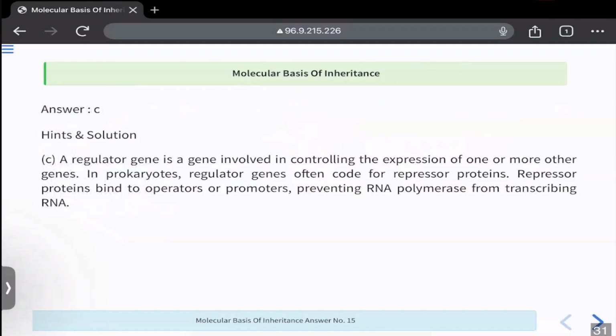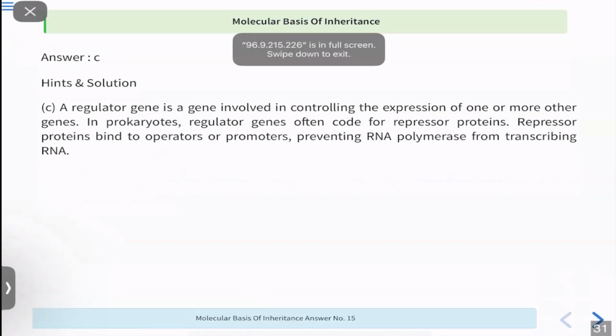Okay. A regulator gene is involved in controlling the expression of one or more than one genes. In prokaryotes, regulator genes often code for repressor proteins. Repressor proteins bind operators or promoters, preventing RNA polymerase from transcribing RNA.